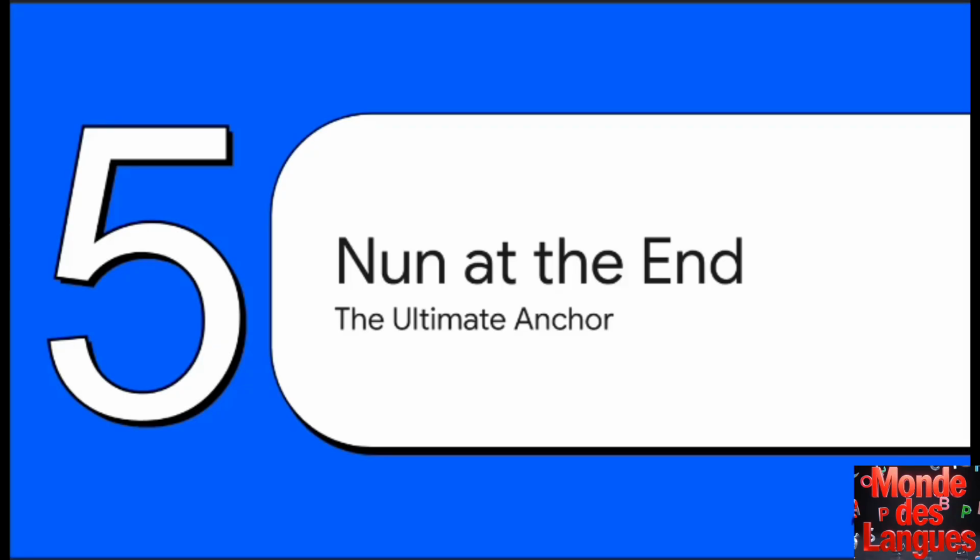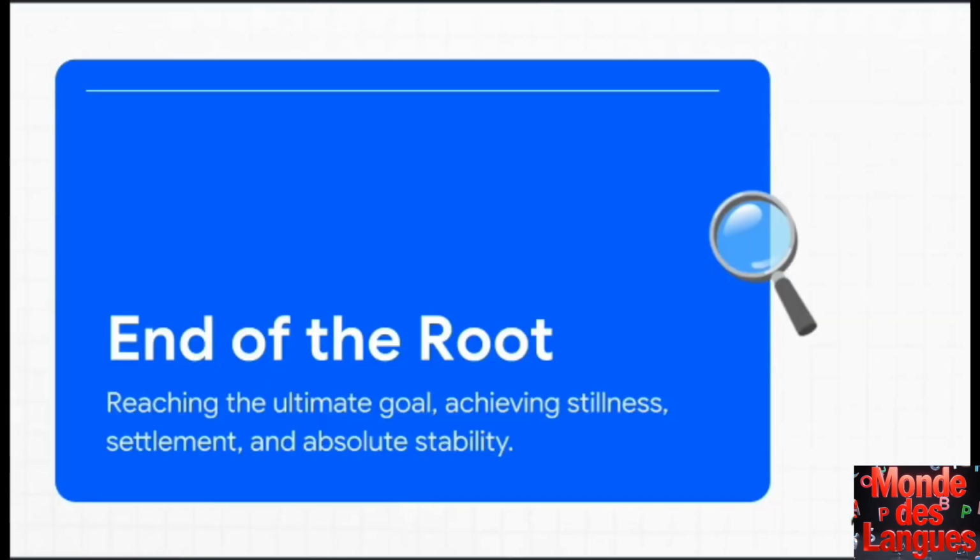Which brings us to Section 5, Nun at the end, the ultimate anchor. In this final stage, that flowing water has finally reached its basin. The journey is over. The kinetic movement of the Nun has arrived at its destination and is locked into a stable state. It completely represents settlement, stillness, and absolute stability.